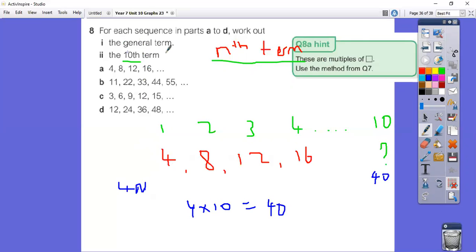So the general term, the nth term is 4n, because you can see 1 times 4 is 4, 2 times 4 is 8, 3 times 4 is 12, 4 times 4 is 16. And then to work out the 10th term, if I continue this sequence, I just multiply the position number by 4 to give me 40. So the 10th term for part A will be 40. So you guys now need to do B, C, and D. Work out the general term, the nth term, and then work out what will be here at position 10.